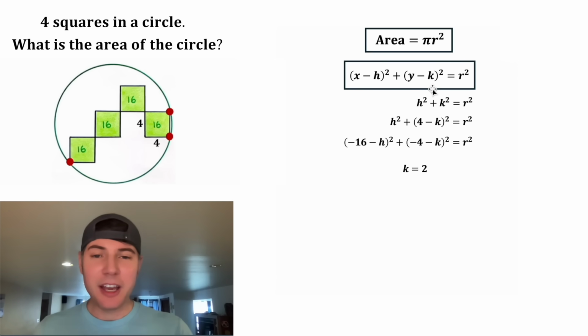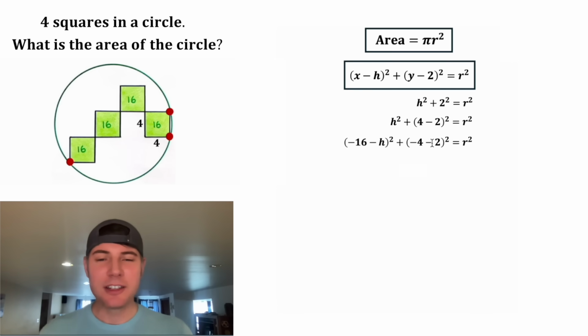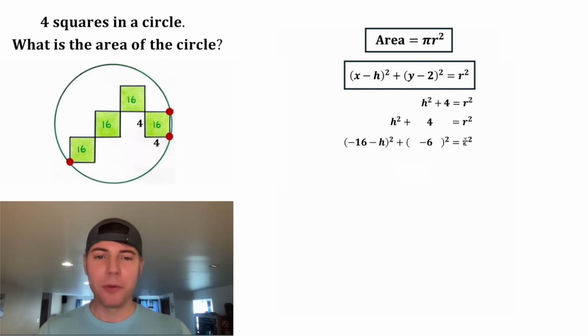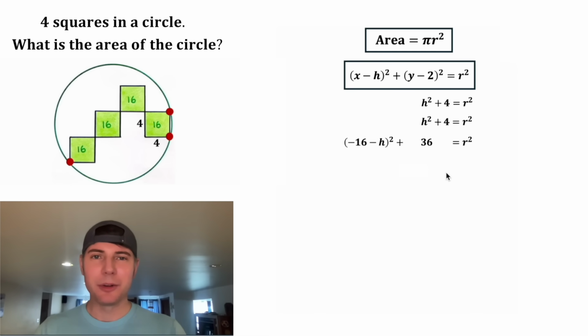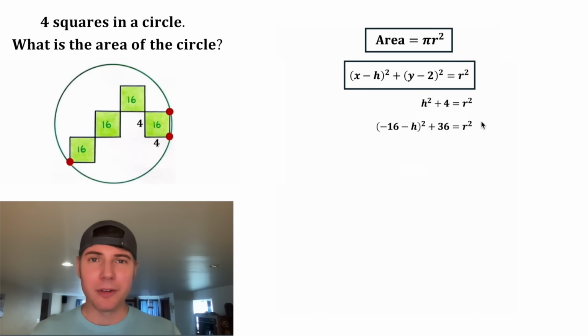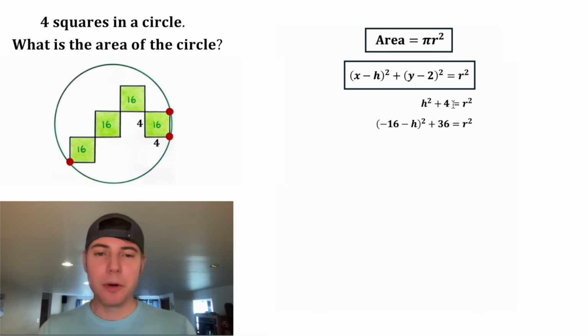And now that we know that k is 2, we can change all of these k's into 2. Let's clean things up a little bit. Let's start inside these parentheses. 4 minus 2 is equal to 2, and negative 4 minus 2 is equal to negative 6. Next, we can take care of these squares. 2 squared is equal to 4, 2 squared is equal to 4, and negative 6 squared is equal to 36. These top 2 equations now match. Let's get rid of one of them. And for these 2 equations, these are both equal to r squared, so let's set them equal to each other.